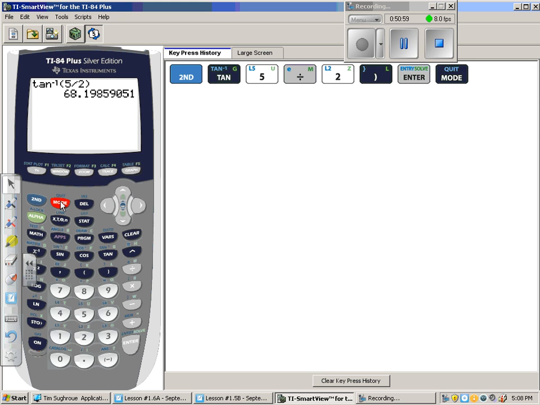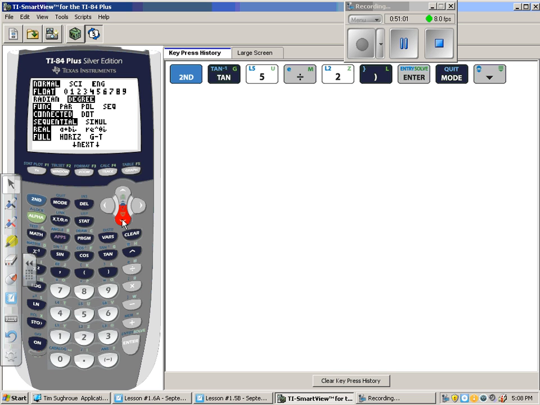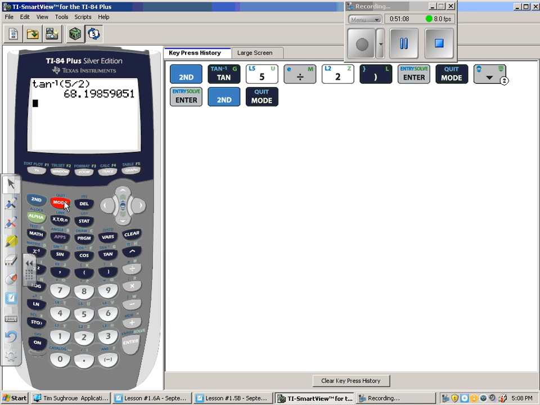So I want to go mode, go back to radians, because I only need to give my answer in radians. Second quit, and just hit enter again. 1.190. So that's my first answer, 1.190. It's a first quadrant answer.